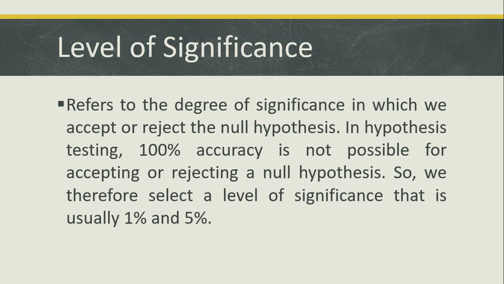Okay, next one will be the level of significance. Pag sinabi natin level of significance, this is referring to the degree of significance that which we will be accepting or i-re-reject ba natin yung null hypothesis. Of course, alam naman natin na 100% accuracy yon, but it's not possible for accepting or rejecting a null hypothesis. So ano po yung usually ginagamit o ilang percent yung usually ginagamit as a level of significance?